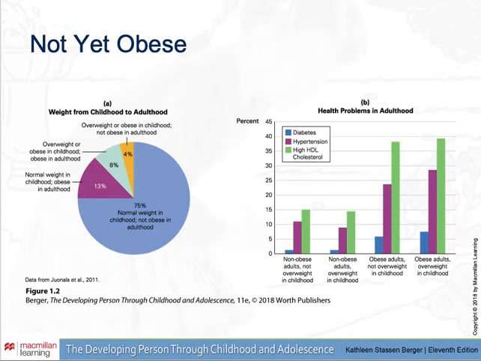The pie chart shows the breakdown percentages of children and weight classifications. The graph on the right shows how important it is to not be overweight as an adult, and that weight during childhood does not mean that adverse health effects should be expected.